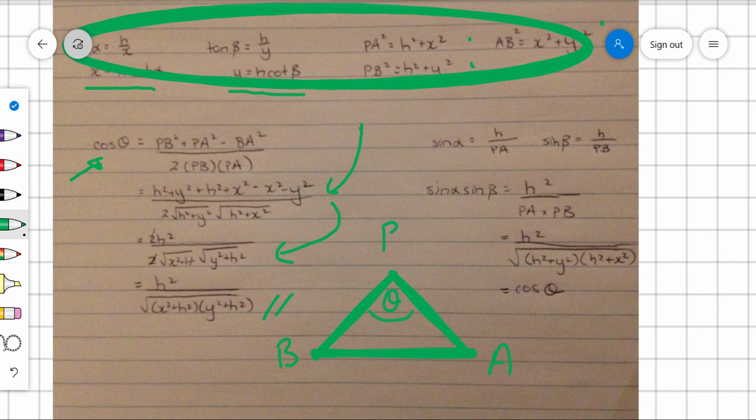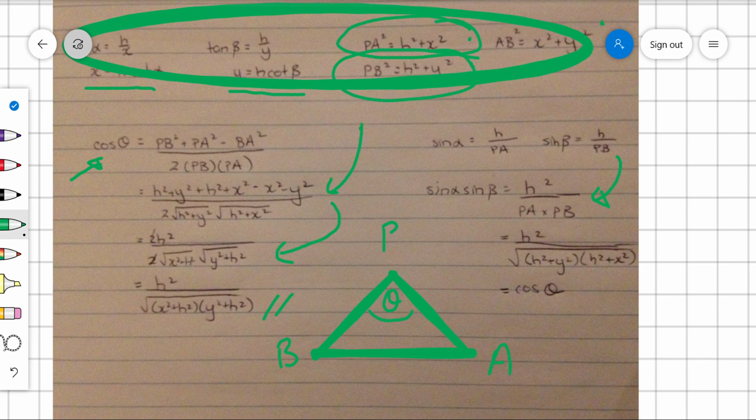And sine beta, if I do the same thing, so just finding the ratios for sine alpha and sine beta in their right angle triangles. And then if I multiply those, I get this nice answer, h squared on PA times PB. And then we know that PA is just, from up here, the square root of h squared plus x squared, and PB is just the square root of h squared plus y squared. So we can substitute those in as well.